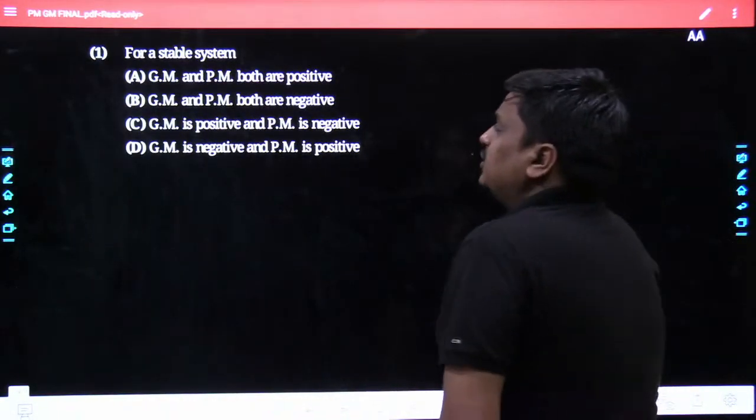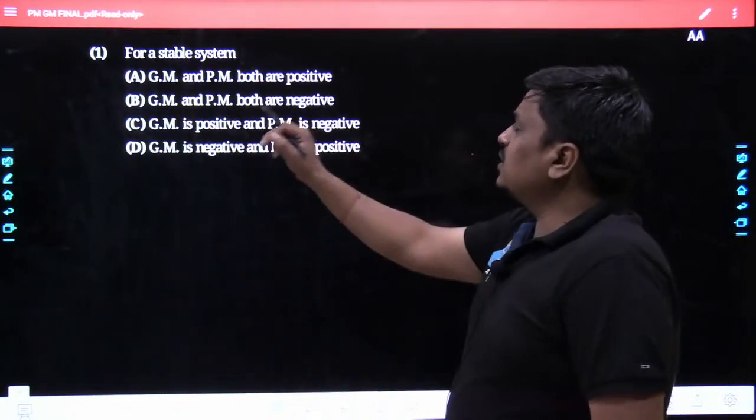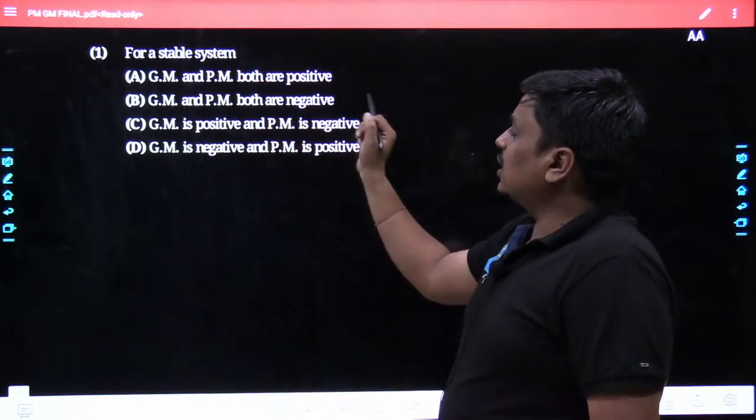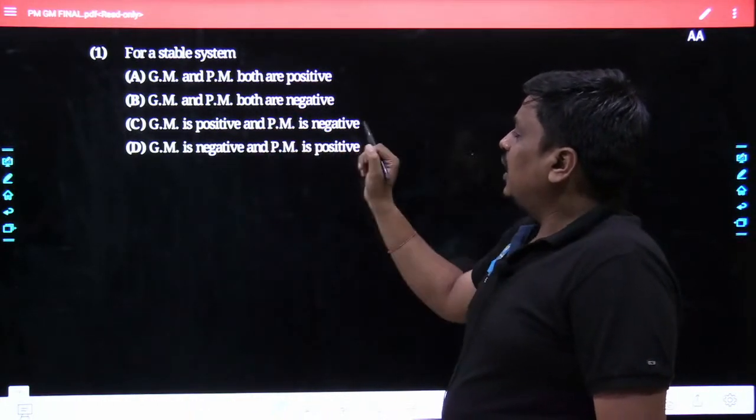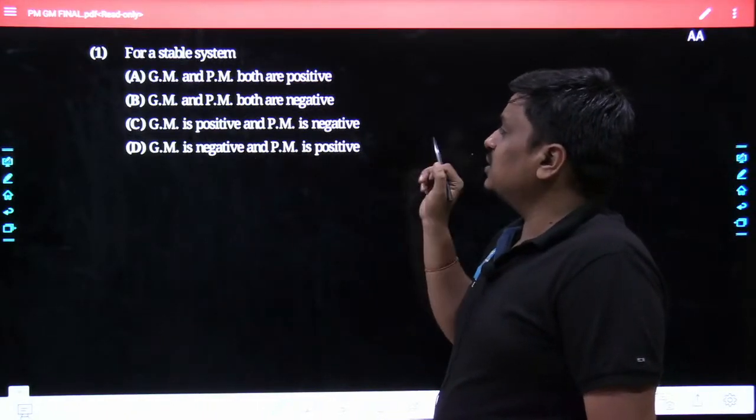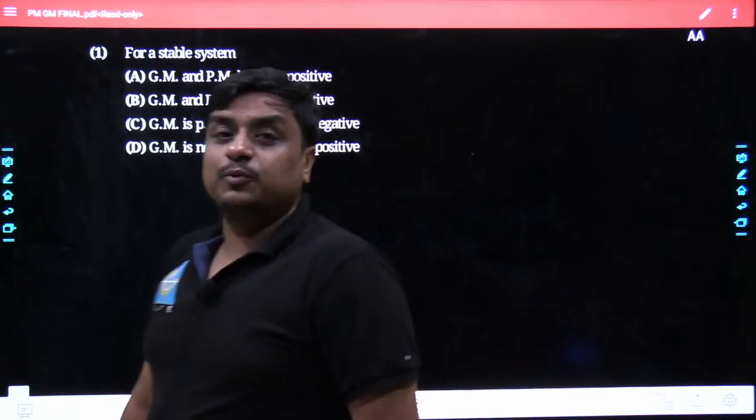What the problem states: for a stable system, gain margin and phase margin both are positive. Gain margin and phase margin both are negative. Gain margin is positive and phase margin is negative. Gain margin is negative and phase margin is positive. May I know what would be the best answer?